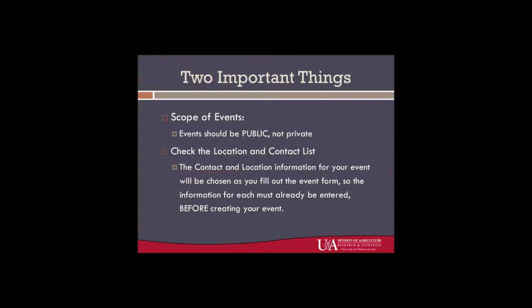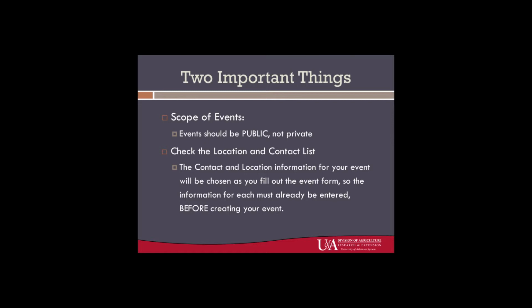For the scope of events, just remember that any events created for the calendar should be public, not private events. For example, office Christmas parties or meetings would not be appropriate for the calendar. However, weekly or monthly 4-H meetings that are for the public would be appropriate for the calendar. Also, note that if you are attending an extension event, the party responsible for hosting the event will put it into the calendar. So, if you're just an attendee, you don't need to be the one to put it on the calendar and create duplicate events. The folks hosting will be the ones who will actually create that event for the calendar.